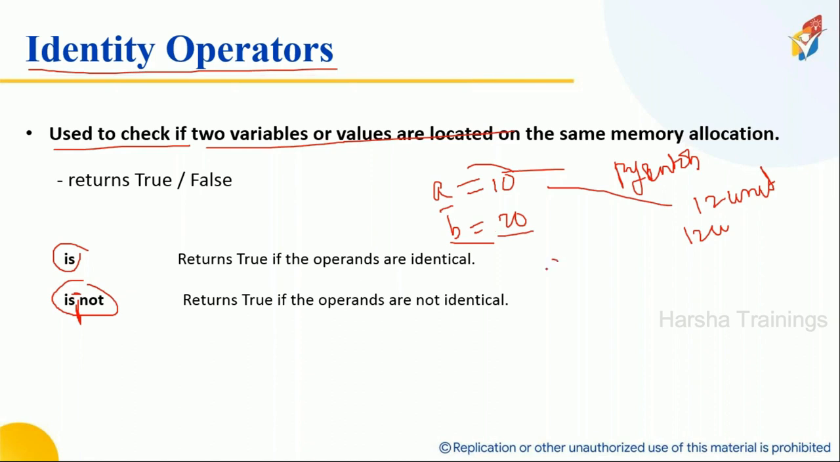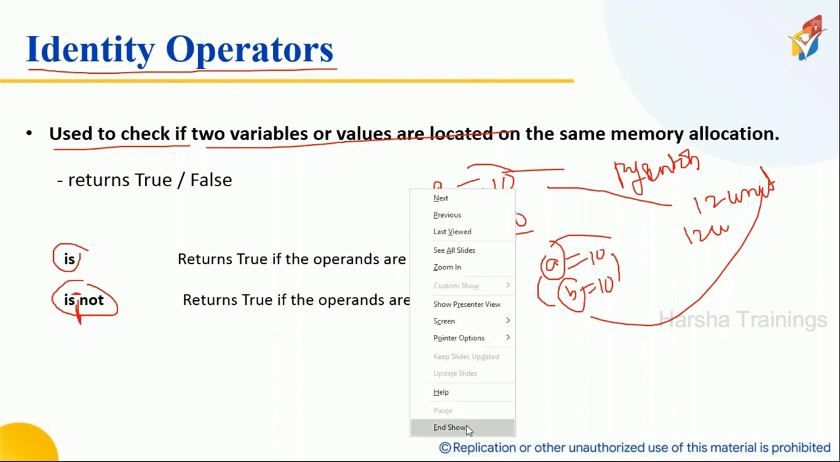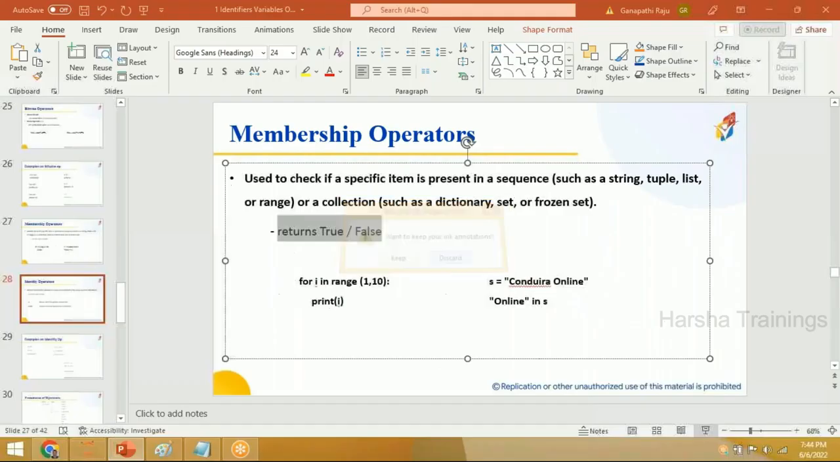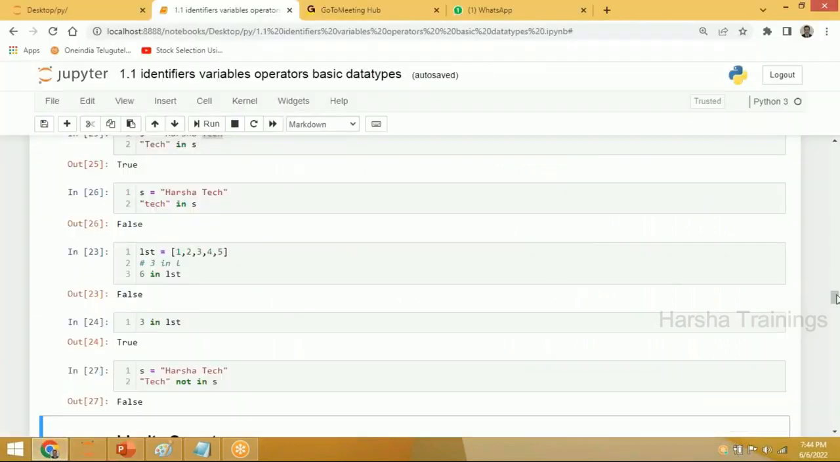One more rule: if I take a equal to 10 and b equal to 10, that means when the same value is assigned to two variables, it does not create two objects. The same object is shared between a and b. Here, a and b will share the same unique number. Let me demonstrate this concept with the Jupyter notebook, and then I'll come back to it. This is a most important concept.